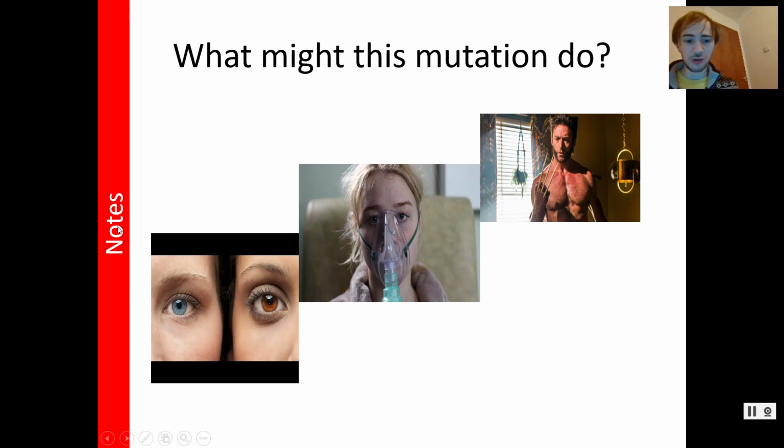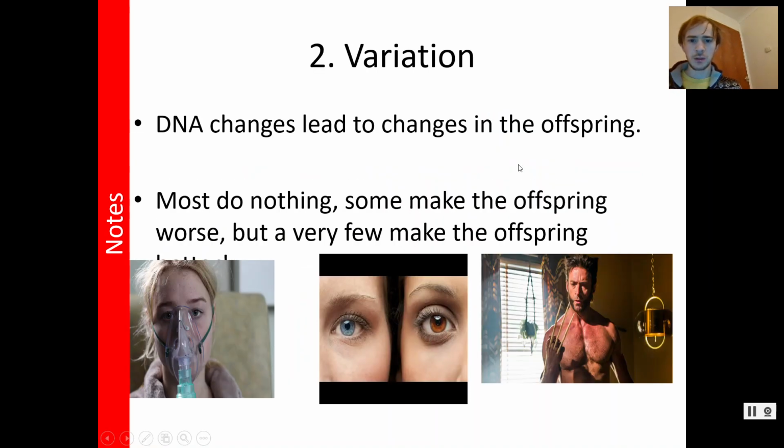The vast majority are neutral, they make no difference whatsoever to you. Most of the remaining ones are negative, and just the odd occasional few will be positive. It leads to variation. Now, this will be down to a change in the tertiary structure of the protein, leading to it performing a different function.